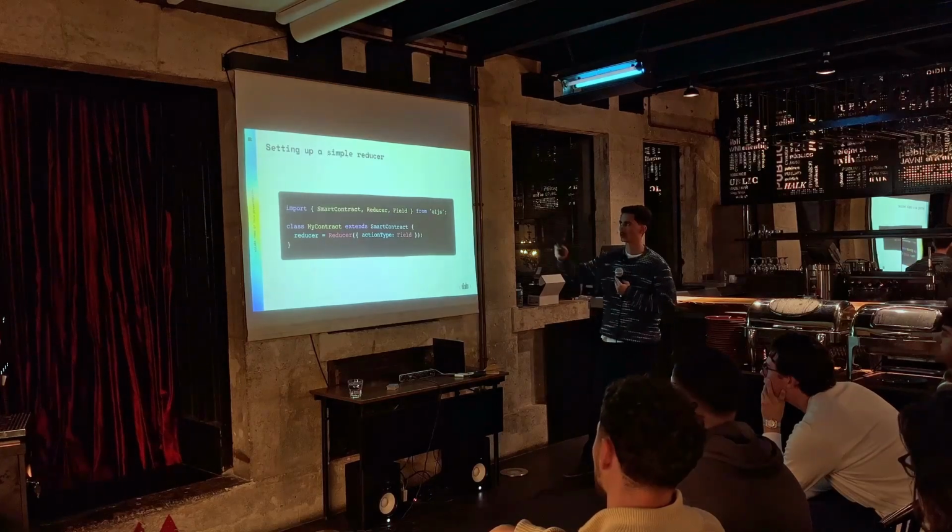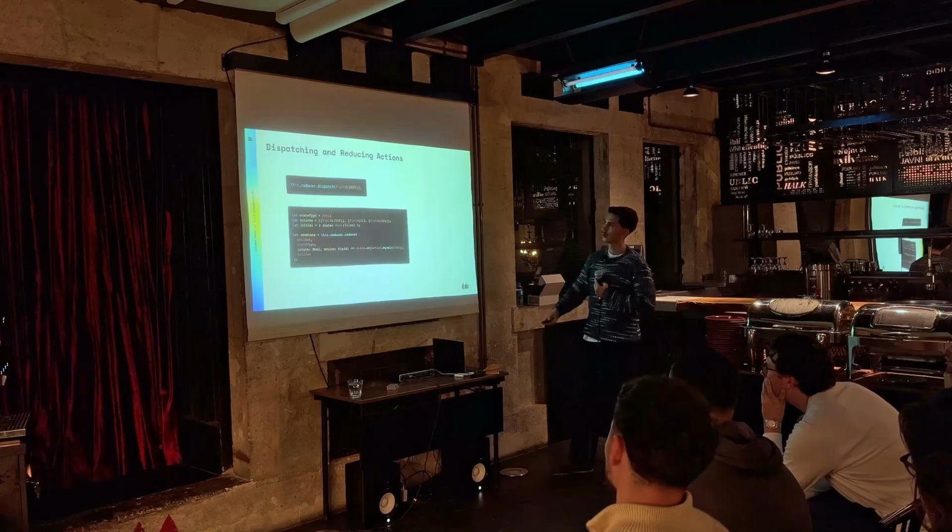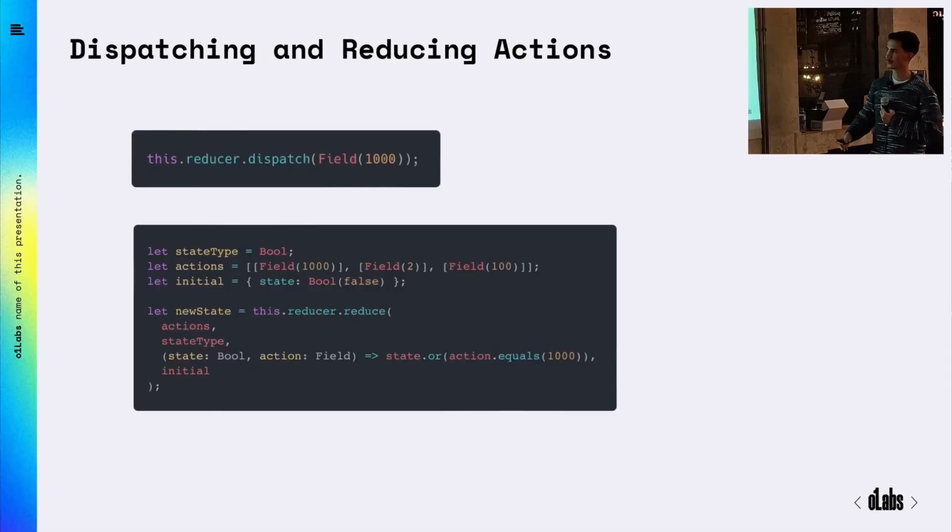I will go over an example of setting up a simple reducer. Then I will set up a more functional one. So we import the reducer, then we set the action type, which we will dispatch. Then we can dispatch an action like this. It will be in a method, and users will interact with it. Users will dispatch actions.